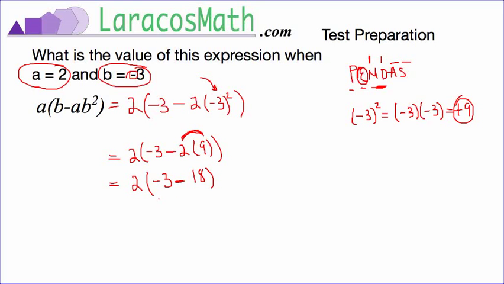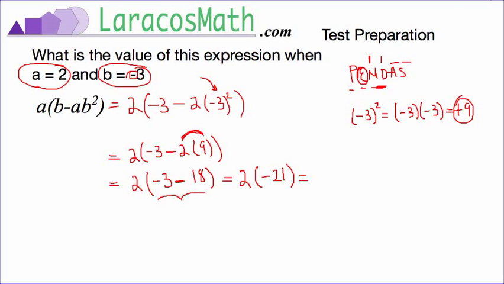Now I'm going to do this addition, or in this case subtraction, inside the parentheses. But this number 2 stays. This is the number 2. I'm opening one parenthesis, -3 and -18. I need to add. So these numbers are negative. So this is -21 because both numbers are negative. And finally, I'm going to multiply this number 2 times -21.